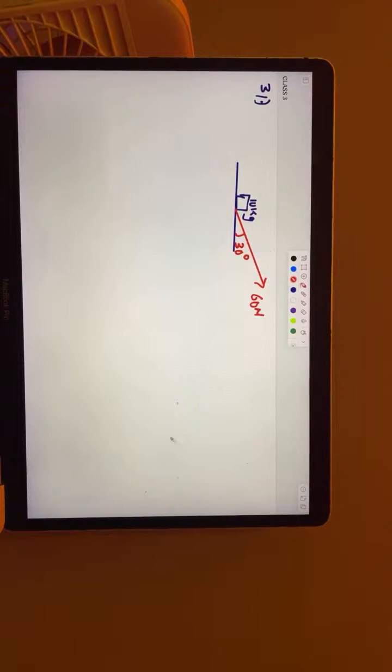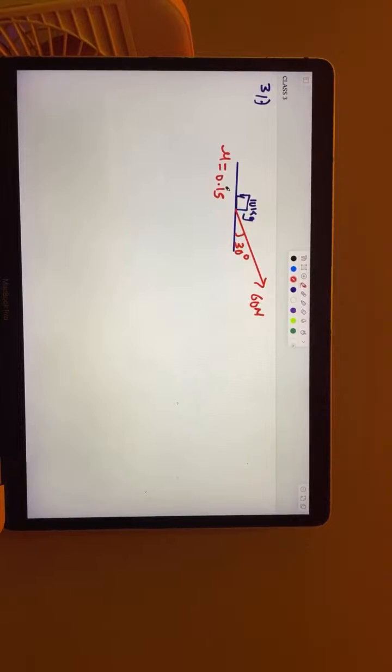And we're given the coefficient of dynamic friction. The coefficient of dynamic friction is 0.15. Now the difference between dynamic and static friction is that dynamic, you use it when the body is moving. Static, you use it when the body is not moving. Okay, so quickly, now what are the things that we need to consider in this place?